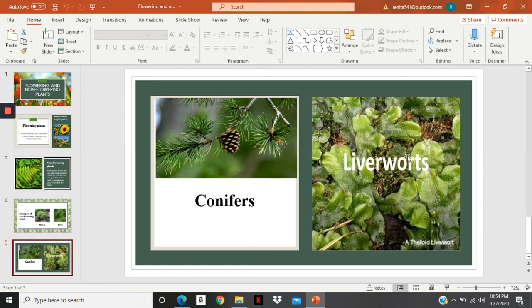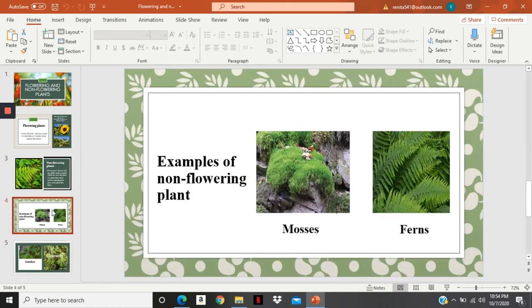So these plants are all non-flowering. Liverworts, conifers, mosses, and ferns, they do not produce flowers.